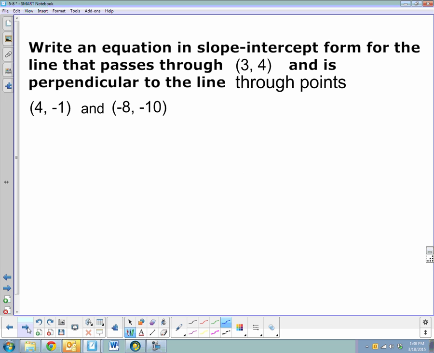Again, you're writing an equation perpendicular to a line that goes through those 2 points, 4, negative 1, and negative 8, negative 10. And we want our line to go through the point 3, 4. I may have given away the answer already, but the answer for this one ends up being y equals negative 4/3 x plus 8. If you did not get that, or if you didn't even know how to start, watch the linked video, see how it's done.